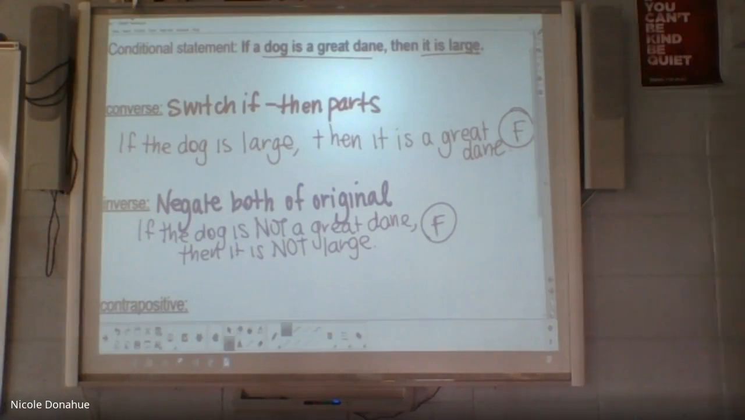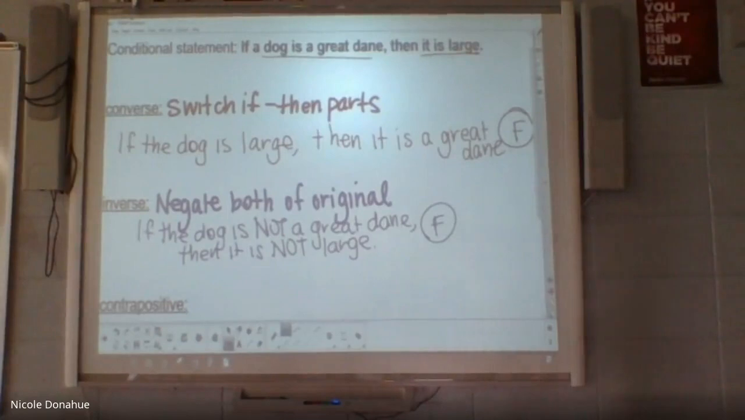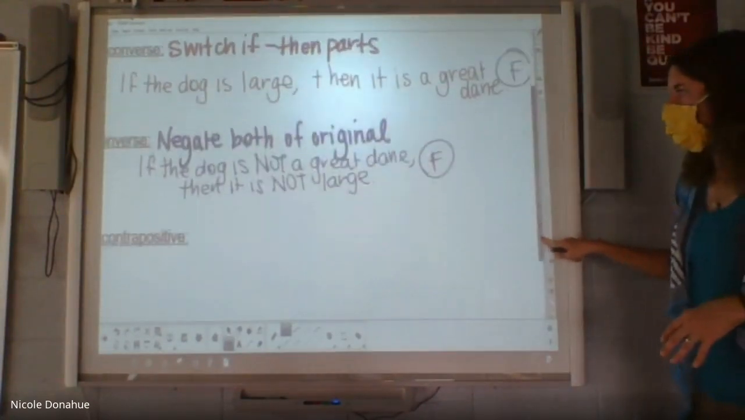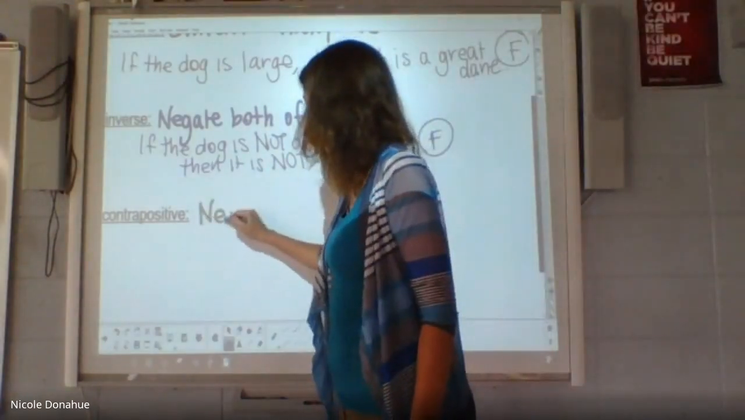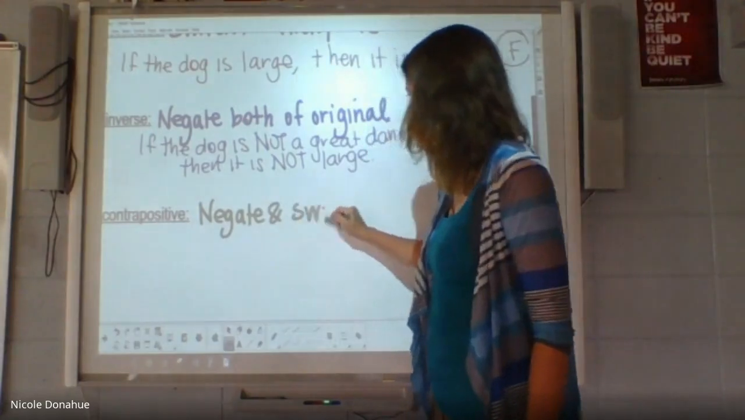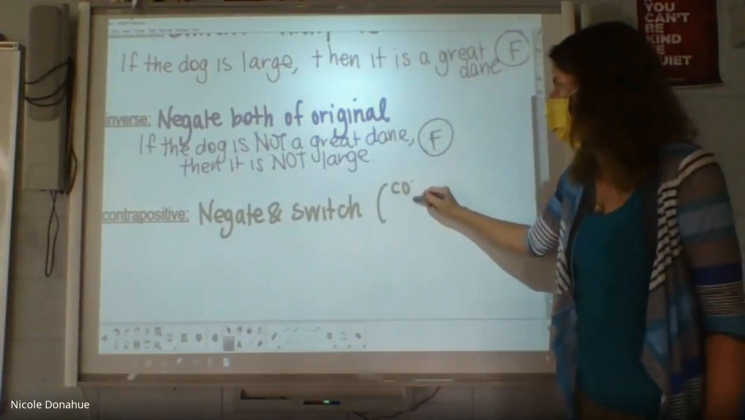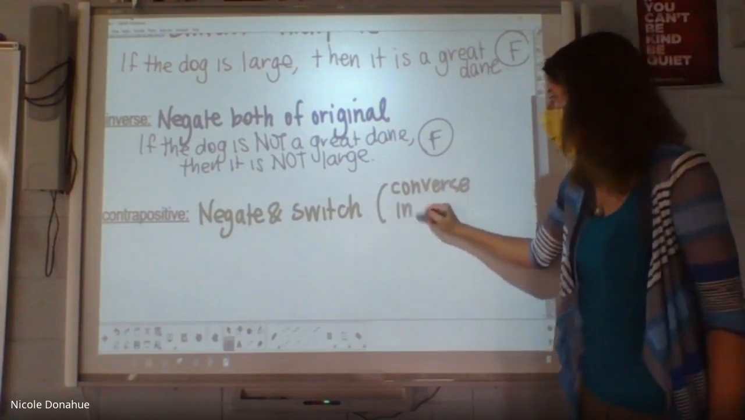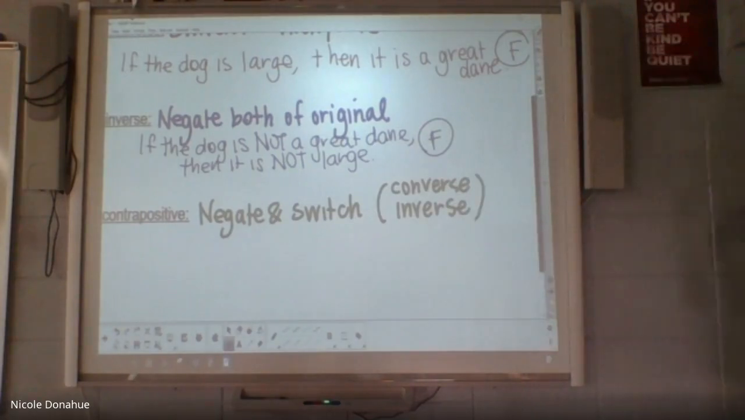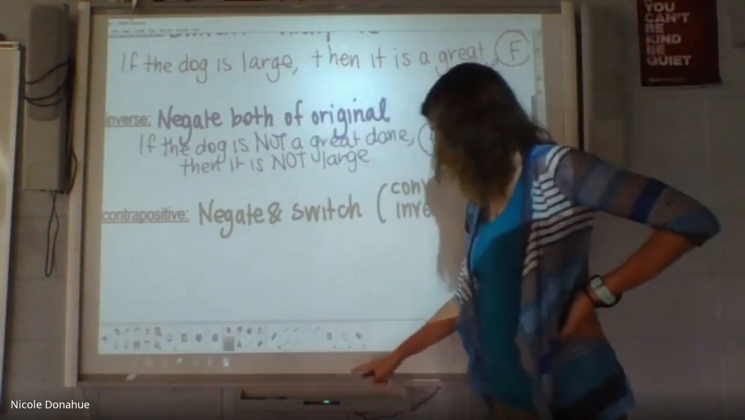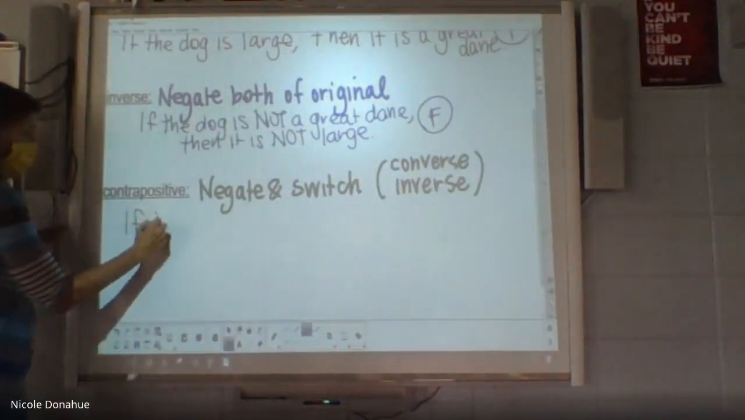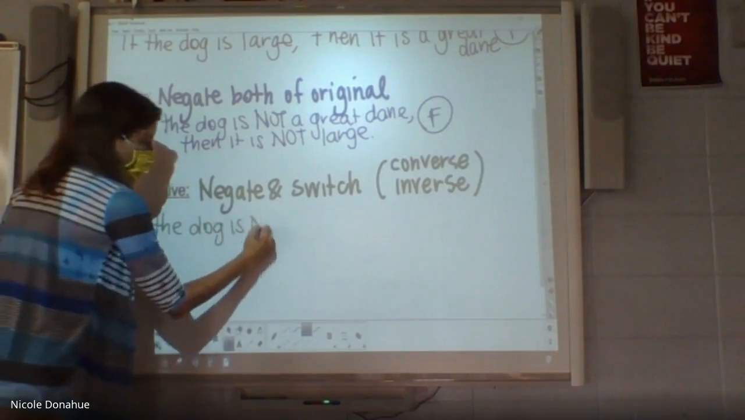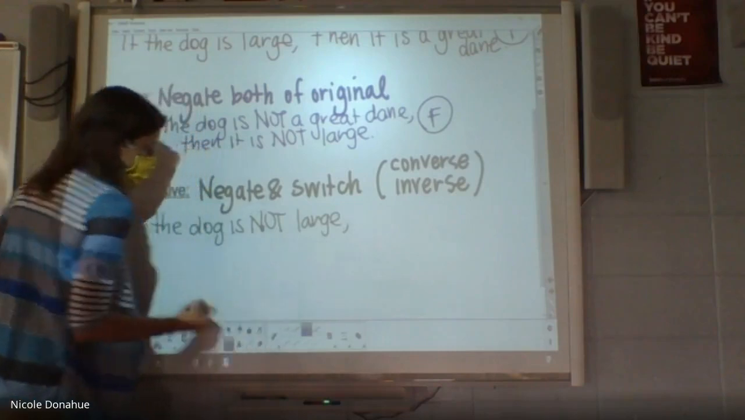And then finally, the contrapositive is where you negate them both and you switch. It's kind of like putting these two together. So negate and switch. This is basically a converse and an inverse. So I'm basically taking the converse and putting not in there. So if the dog is not large, then it is not a Great Dane.